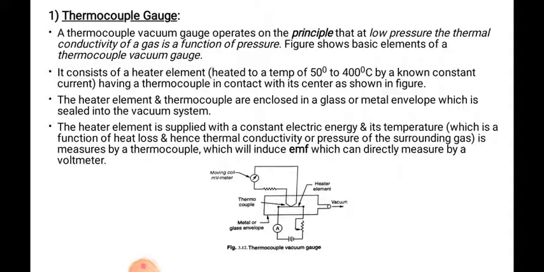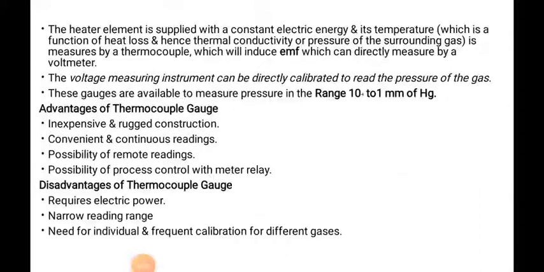Okay, likewise we will make the calibrated scale for the pressure in terms of voltage, and then we will send the unknown quantity of air or pressure air through the vacuum, and we will measure the pressure in terms of voltage. So this is nothing but the measurement of pressure by using a thermocouple gauge. Then next, the heater element is supplied with constant electric energy, and its temperature is measured by a thermocouple, which will induce EMF, which can be directly measured by a voltmeter.